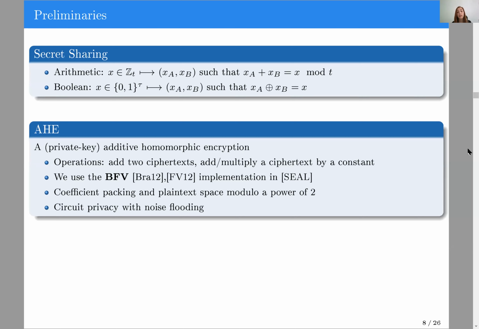The type of packing we're going to use in BFV is coefficient packing, so not the classical SIMD packing. And we're going to work on plaintext spaces modulo a power of 2. And we're going to try to achieve circuit privacy with noise flooding.